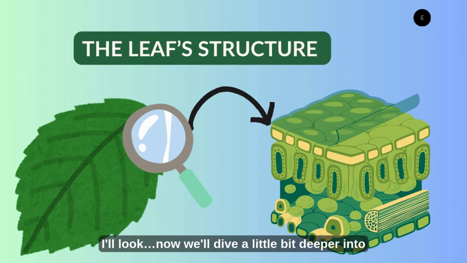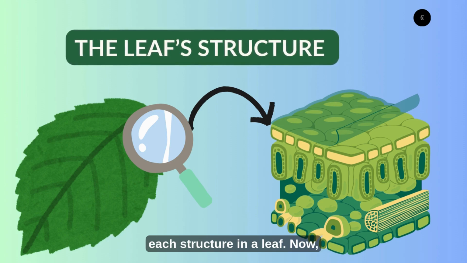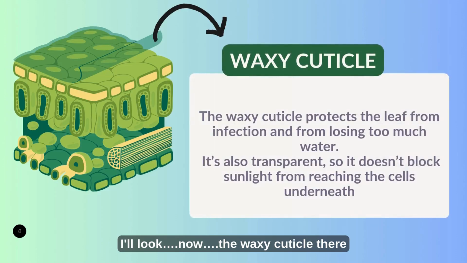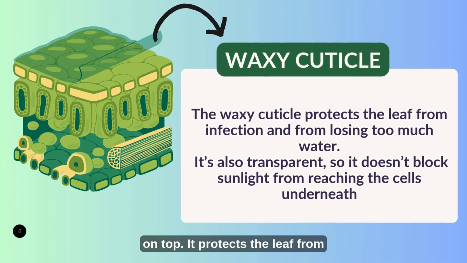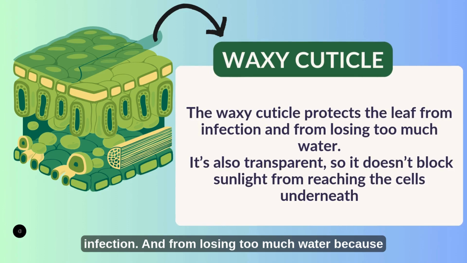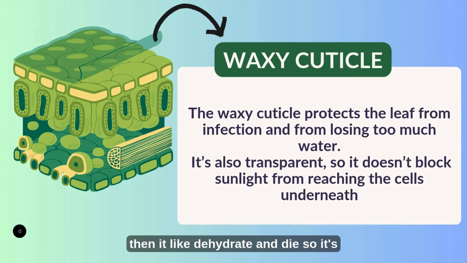Now we'll dive a little bit deeper into each structure in a leaf. Now the waxy cuticle there on top protects the leaf from infection and from losing too much water, because then it will dehydrate and die.